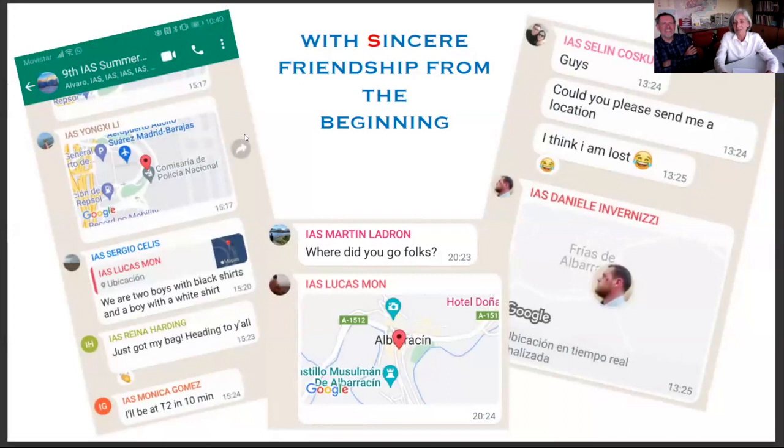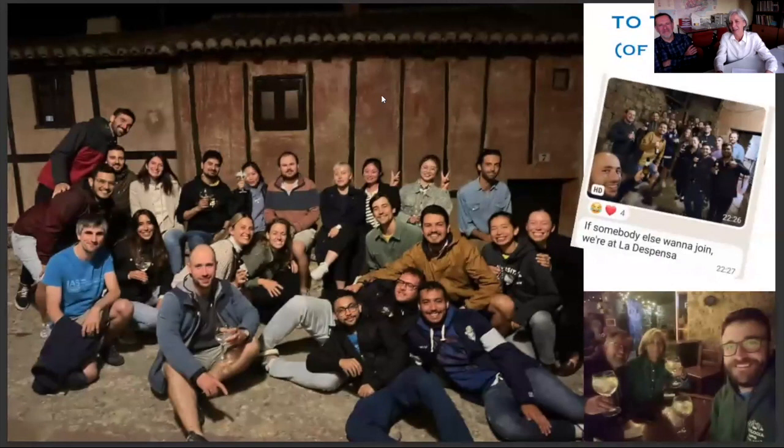From the very beginning, from the first day, we could notice the sincere friendship they had. We only have to check and review our WhatsApp group to notice that they were always ready to help each other. From the beginning of the course, but also, to the end of the day, but not to the end of the course, because they are still there in the WhatsApp, sharing information and enjoying each other.